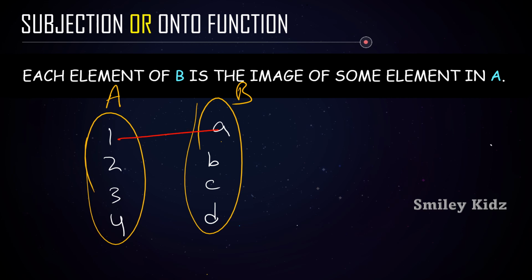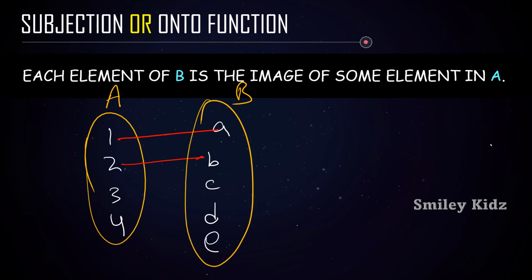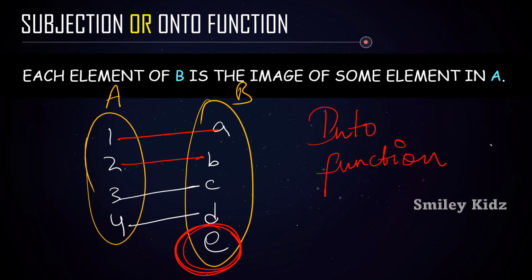Let's say I have a mapping in this manner. And let's suppose I have E as well over here. Now let's map them. Is this a surjective function or an onto function? No, it is not, because one element in B is still left over and it is not mapped with any element in A. So it is not an onto function. Now, one of my friends asked me, if it's not onto, then what is it called? It is known as an into function. If it is not a surjective function, it is an into function.